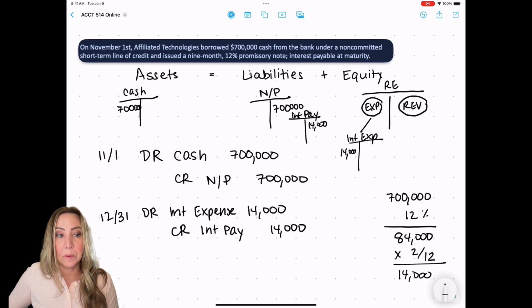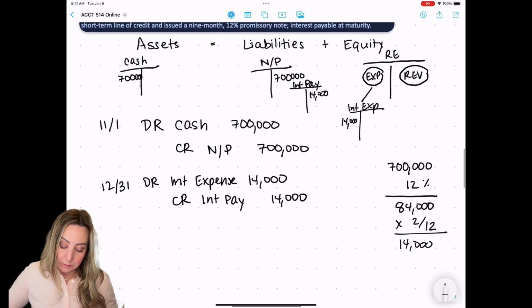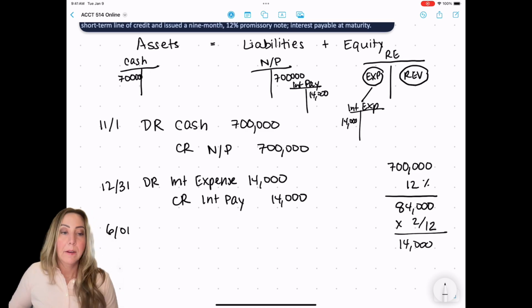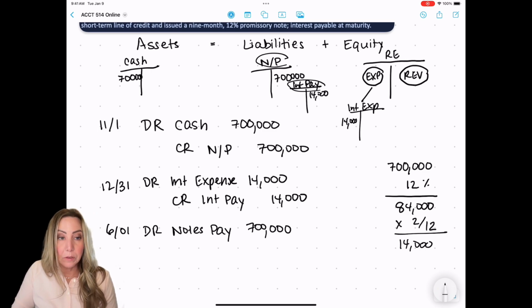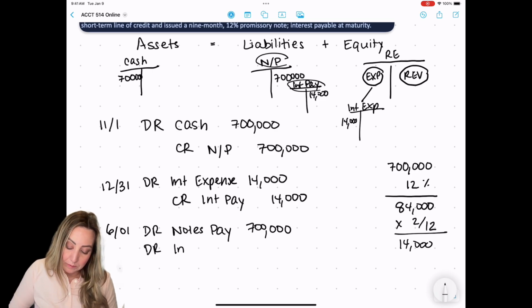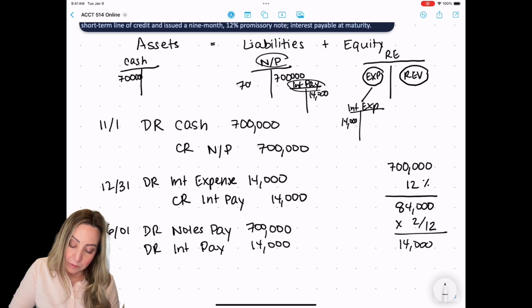Now, when the loan gets repaid on August 1st, 9 months later from November 1st, we're going to pay the note. Let me give myself a little room. We first need to wipe out these liability accounts, right? The notes payable and the interest payable are no longer going to be there because we're going to debit those accounts. So we'll debit notes payable for the principal, $700,000, which we have to pay back. We also debit interest payable for $14,000 because we're actually going to be paying the interest. Now this account is 0, and now this account is 0.